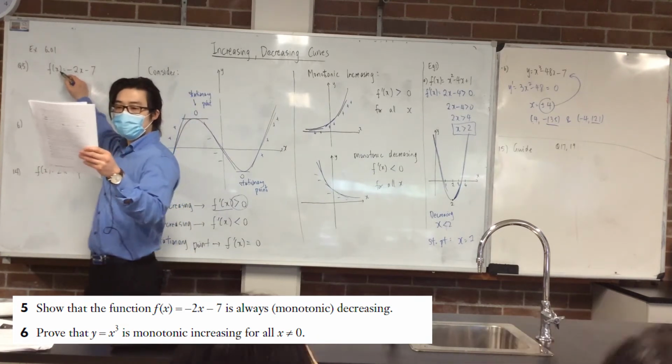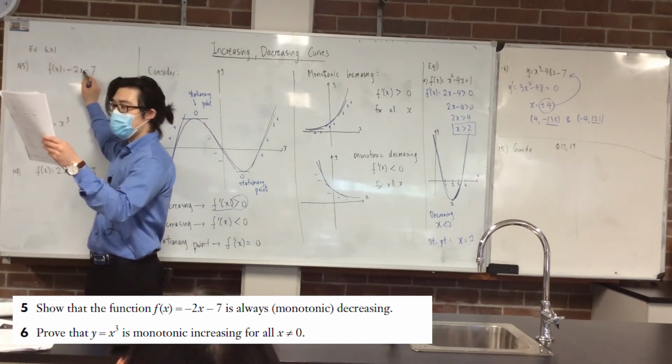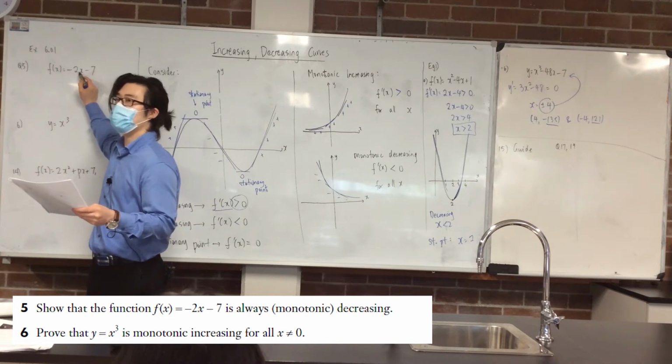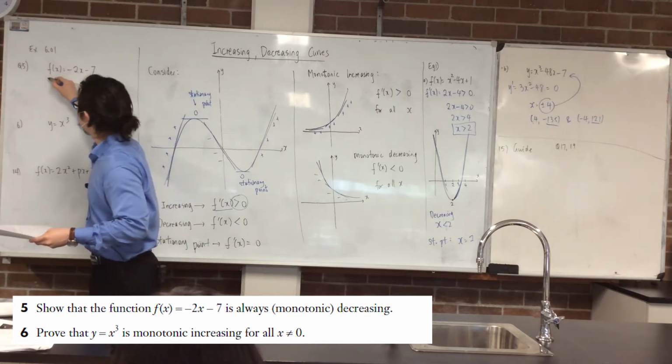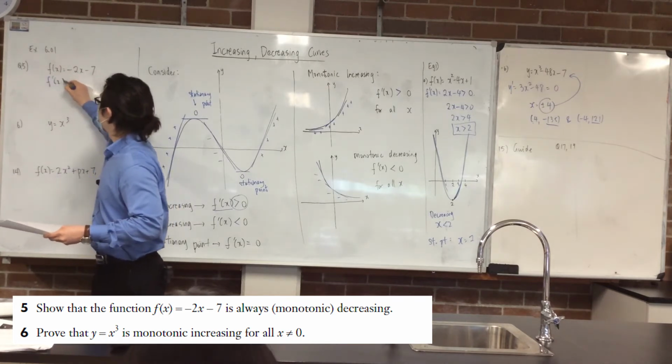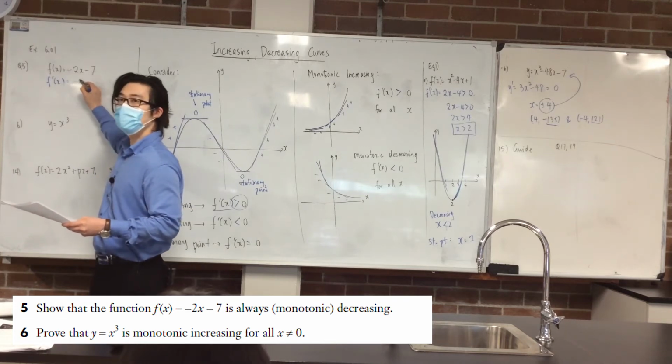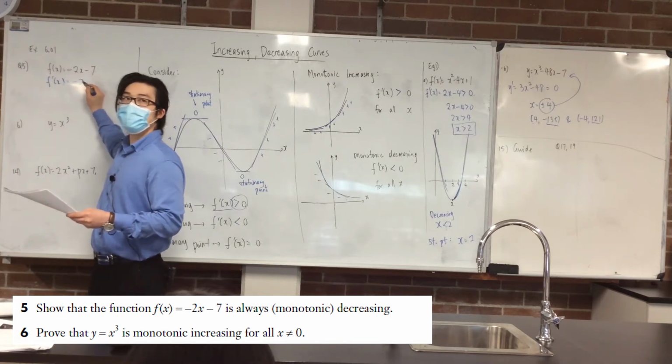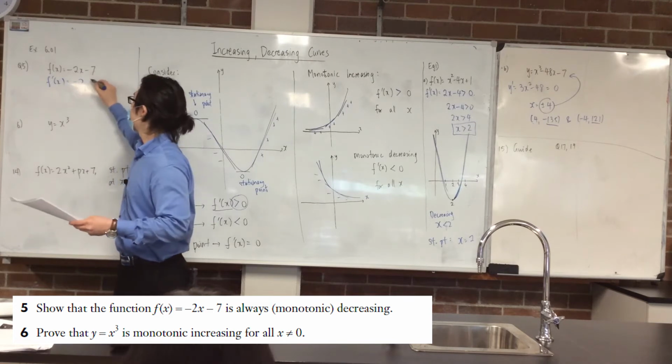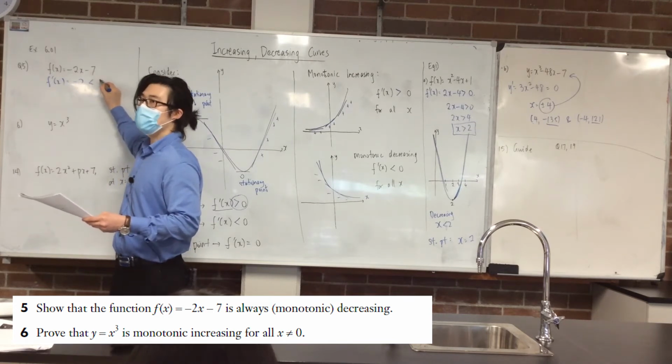Question 5, ladies, it says show that this is always decreasing, or monotonic decreasing. So the first step, same thing, differentiate it. What's that? Minus 2. How does that show it's always decreasing? Because this is? Yeah.